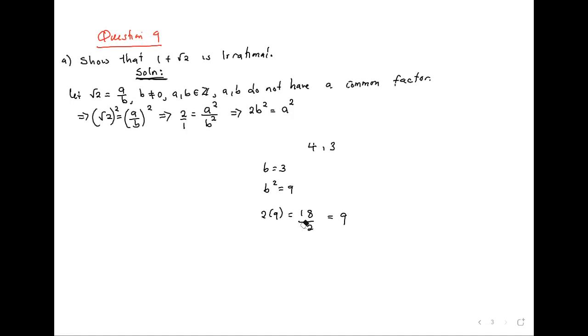Telling us that 2B squared is divisible by 2. But 2B squared is exactly the same as A squared. So we'll talk about A squared instead of B squared. So say A squared is divisible by 2.